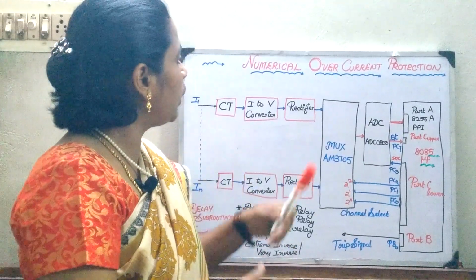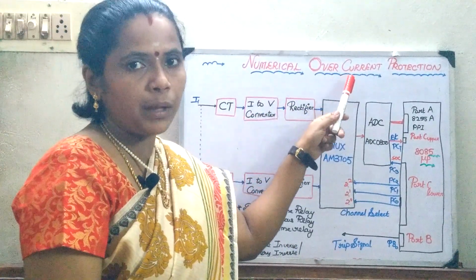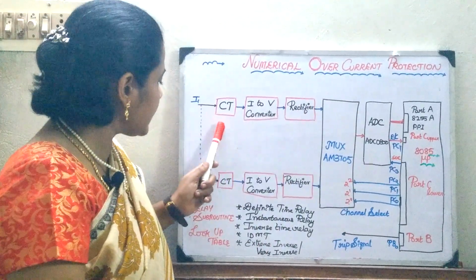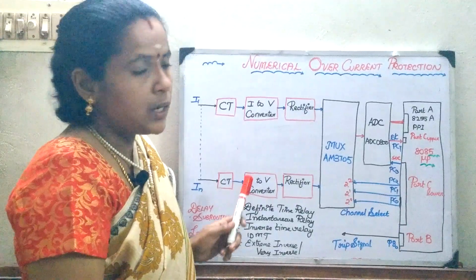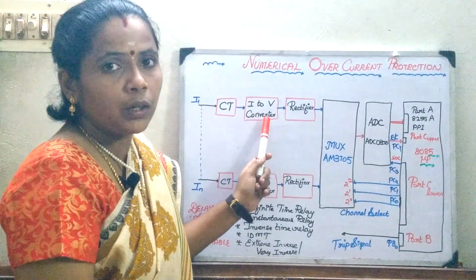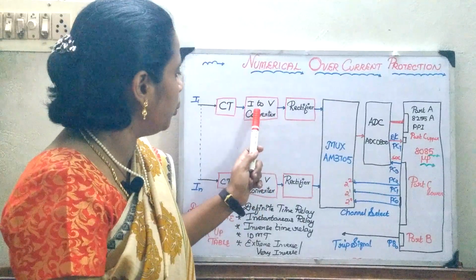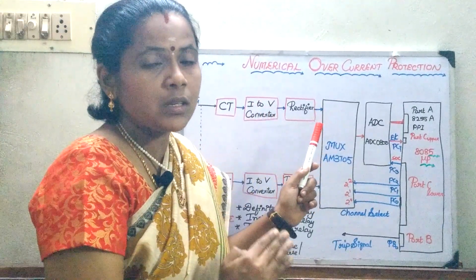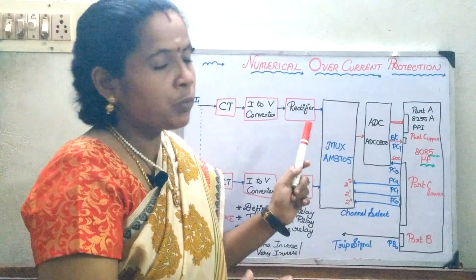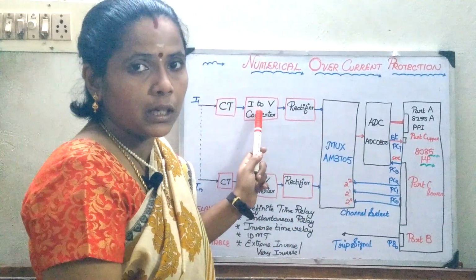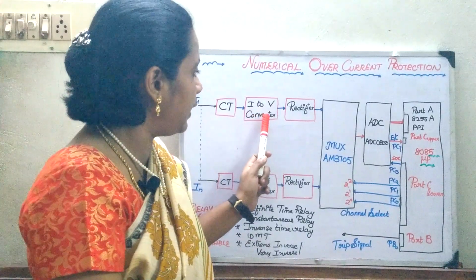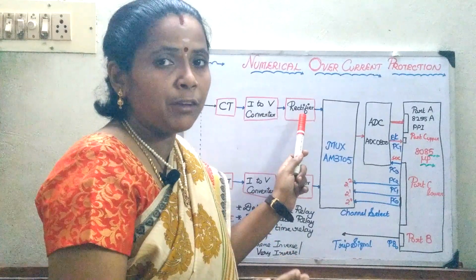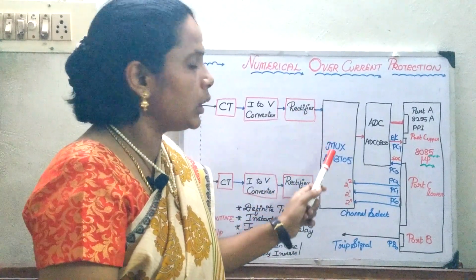Now moving on to the numerical or microprocessor based relay. At the input you have the CT for measuring the current. This current is converted to a voltage, so you use a current to voltage converter because the microprocessor reads voltage. The current is converted to a proportional voltage level, and then it is given to a precision rectifier. It rectifies the signal and then it is fed to the mux.